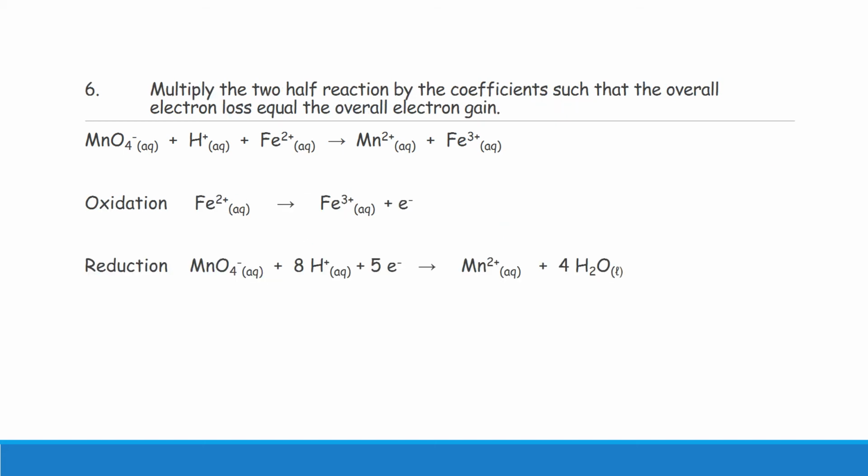Now that we've balanced for charge, we have to make sure our electrons are equal for the oxidation and the reduction, because all electrons produced from oxidation must be consumed in the reduction. At the moment, this one is telling us only 1 electron has been produced, but 5 have been consumed. So we need to multiply the oxidation reaction by 5. This would give us 5 Fe2+, 5 Fe3+, and 5 electrons. Now we've got the same number of electrons being produced by oxidation as being consumed by reduction.